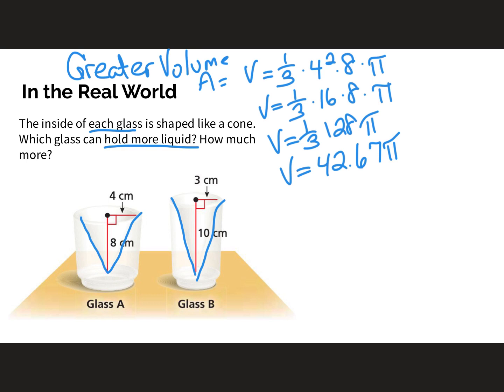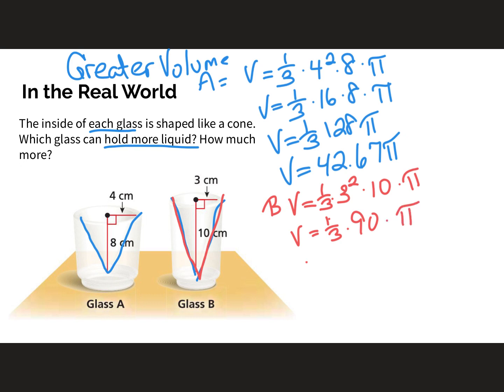Now let's come over to glass B. We're going to do glass B in red. So glass B, our volume equals 1/3 of 3 squared times 10 times pi. So it equals 1/3 of 3 squared, which is 9, times 10 is 90, times pi. 1/3 of 90 is 30 times pi.